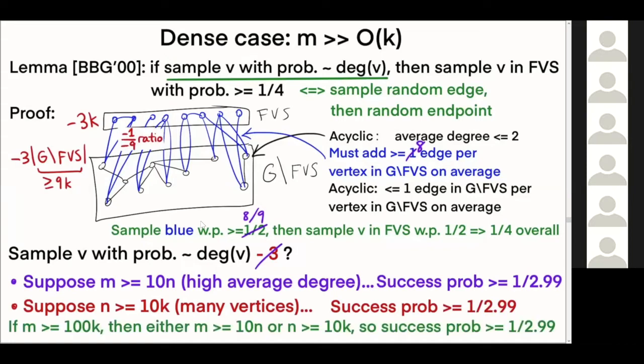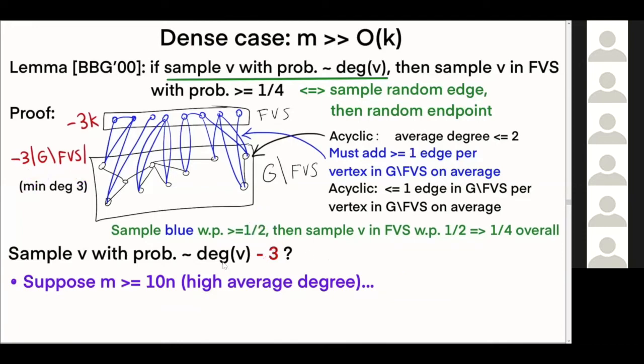Now, note that if m is much larger than 100k, then one of these cases must happen, because if both cases were false, then we get m is at most 10n is at most 100k. So it suffices to divide the problem into these two cases. So the first case is, imagine that the graph is actually dense, like the average degree, the number of edges at least 10 times the number of vertices.